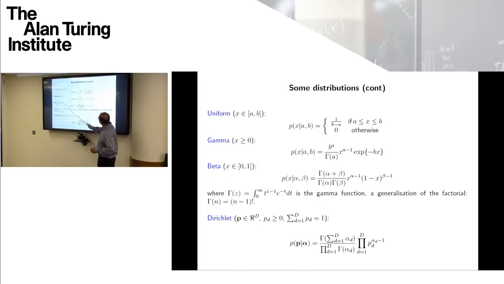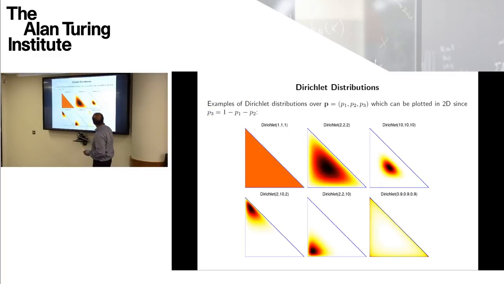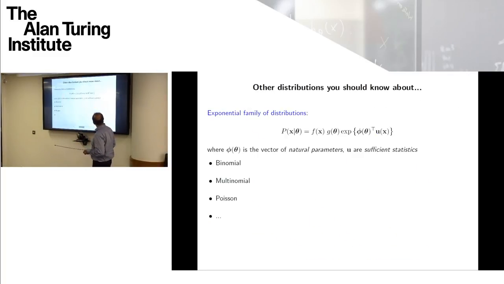uniforms, gammas, betas, Dirichlets. I'm not going to go through all of these. I put them here because I might refer to them, and you can look them up on the slides or on Wikipedia or whatever. This is a pretty picture of Dirichlet distributions, which I'm not going to talk about.